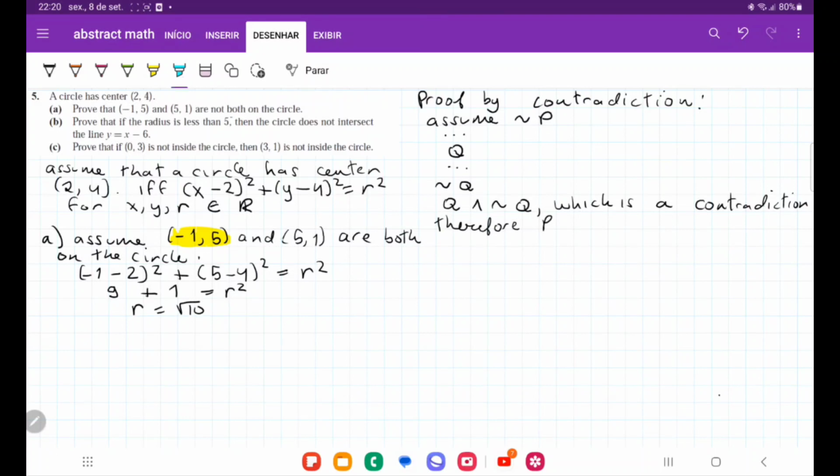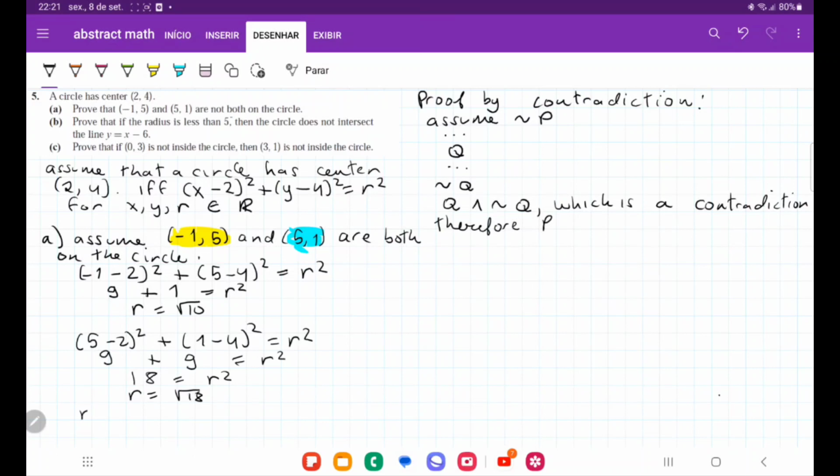Okay, so now we're going to plug in the second point, (5, 1), right? And now we're going to have (5 minus 2) squared plus (1 minus 4) squared is equal to r squared. So 5 minus 2 is 3 squared, 9, plus 1 minus 4 is minus 3 squared, which is 9, is equal to r squared. And therefore, 18 is equal to r squared. And so r is equal to root 18.